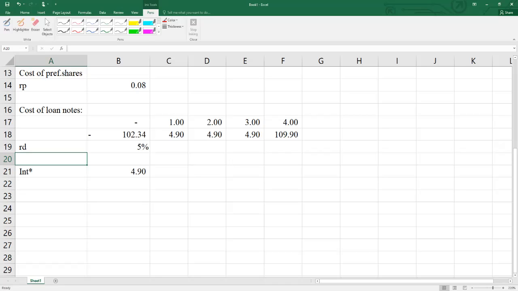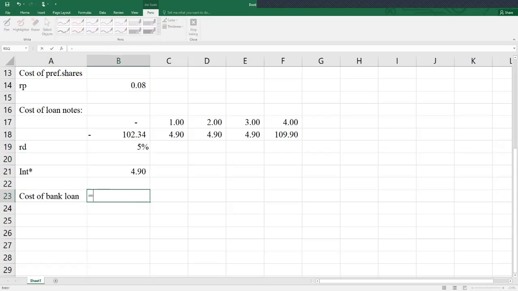We need to get the cost of loan, the cost of the bank loan. The cost of the bank loan is simply the interest you pay. And this bank loan, the interest you pay is how much?